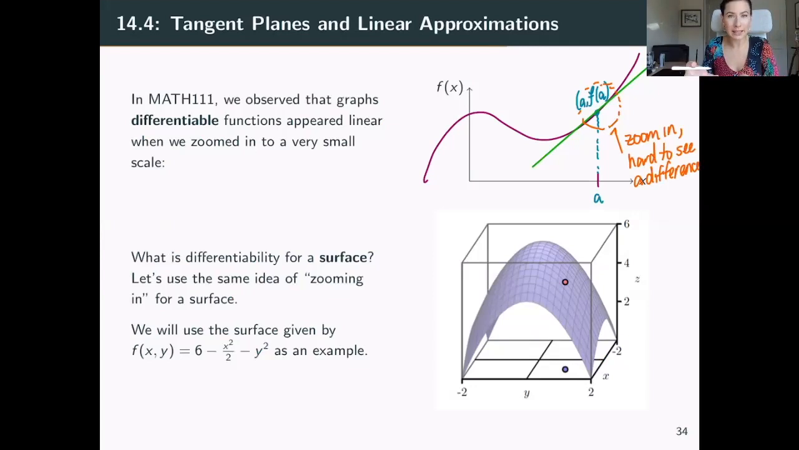When we want to extend this idea of zooming in and approximating a function by a line, how would we do that with a surface? The same idea of zooming in is relevant. So we're going to use the example surface f of x y equal to 6 minus x squared over 2 minus y squared to help us build an understanding of what this zooming in looks like.